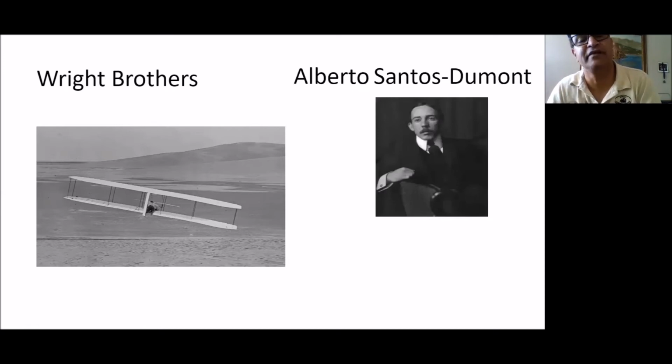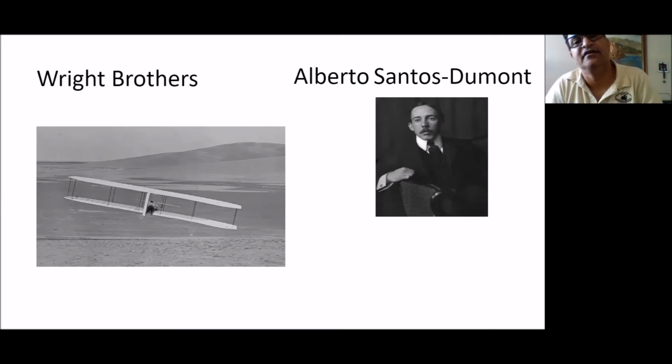At almost the same time, 1903, some people say Alberto Santos Dumont was the first one to invent the plane. But the Wright brothers did it a little earlier, and people knew about it. The Wright brothers really recorded everything very, very well, so they are supposed to be the inventors. But Santos Dumont in France had done this too.